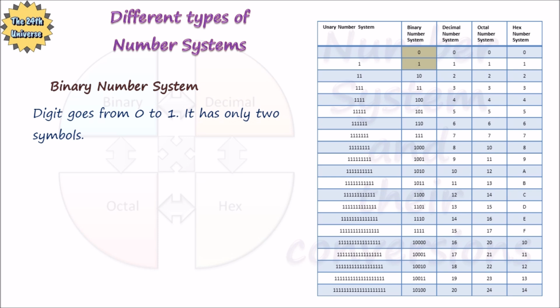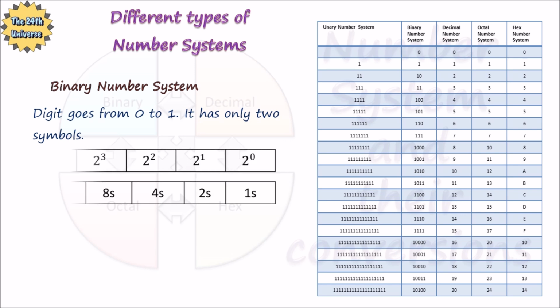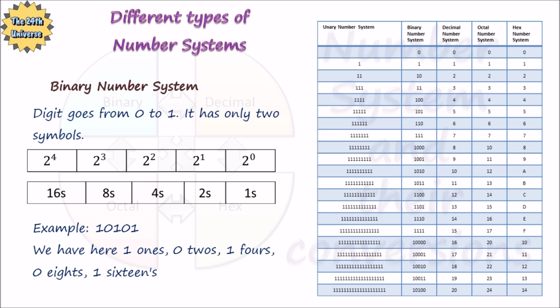Binary number system. The binary number system is the same as the decimal number system, but instead of digits going from 0 to 9, it goes from 0 to 1. Counting upwards sounds like 0, 1, 10, 11, 100, 101, 110, 111, 1000, and so on. Since each digit of binary has only two values, each additional digit represents an increasing power of 2. Example 10101. We have here 1 one, 0 twos, 1 four, 0 eights, 1 sixteen. This method is not as efficient as the decimal number system but exponentially more efficient than tally marks.